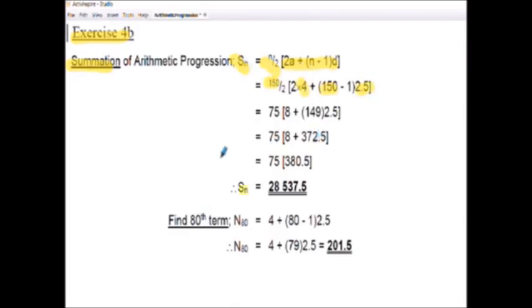So Sn is equal to 28,537.5. If we want to find the 80th term in the series, which is the last part of the question, the N80, we simply go back to our original Nn equation. This time we put in 4 for the a, the n is going to be 80, and we know the d is 2.5. Doing the arithmetic on that, the 80th term in the series is 201.5. I'll let you check the numbers there.